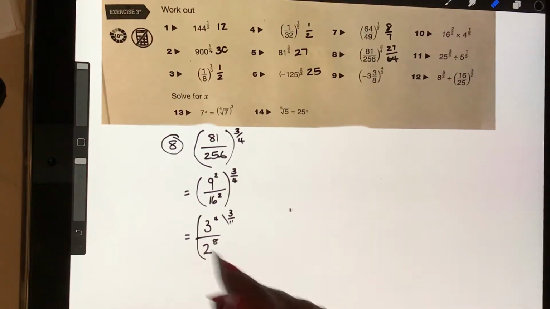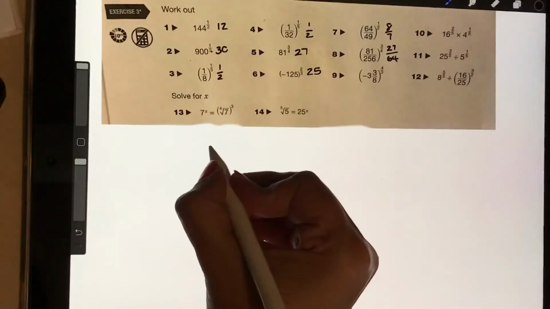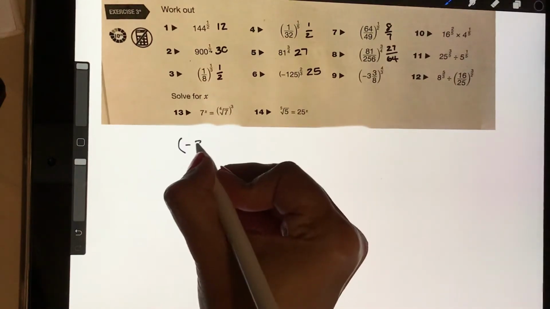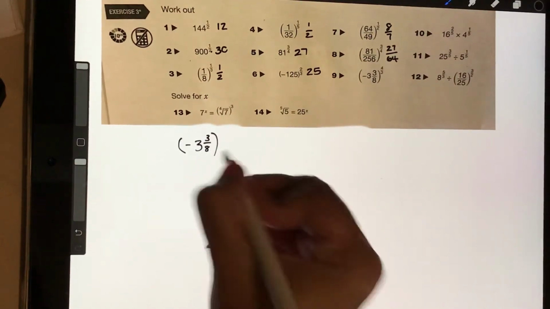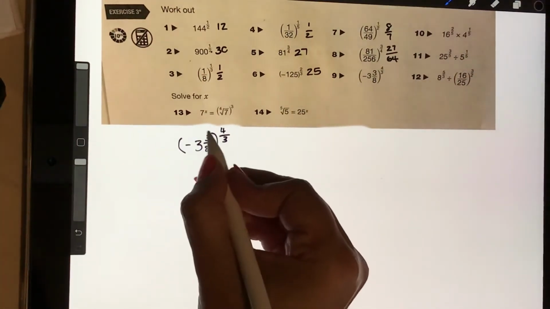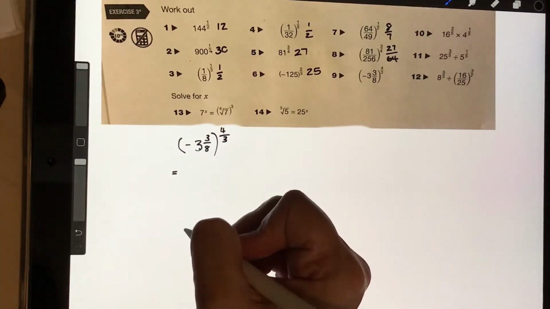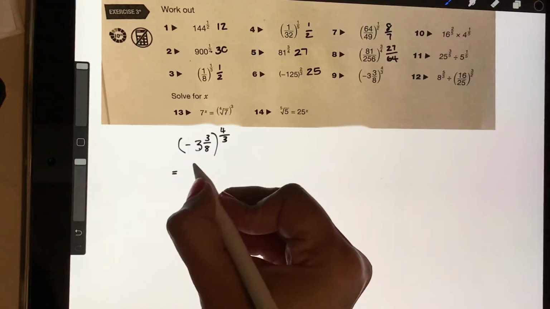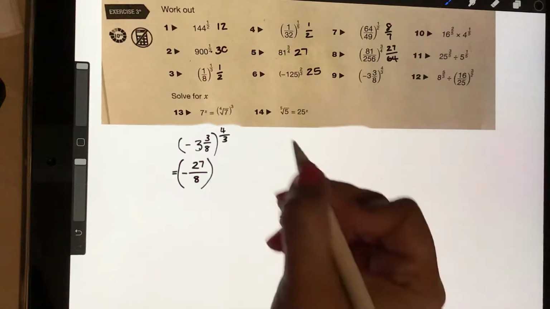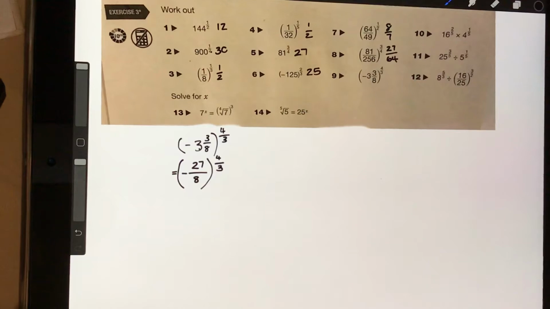Right. For number 9, we've got a negative mixed number. So we've got minus 3 and 3 over 8, all raised to the power of 4 over 3. First, change this mixed number into an improper fraction. So 8 times 3 will give you 24, plus 3 will give you 27 over 8, and it's still a negative, all to the power of 4 over 3.